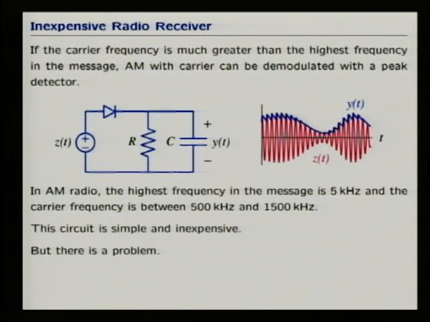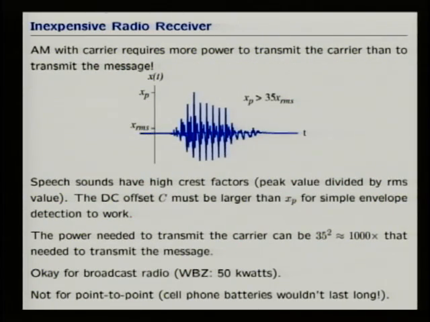The result is that if the difference in frequency between the carrier frequency and the message frequencies is sufficiently large, you can effectively separate the blue from the red with a very simple circuit. And that's the way they do it. Or that's the way they did it in the early 1900s. But there's still a problem with that.